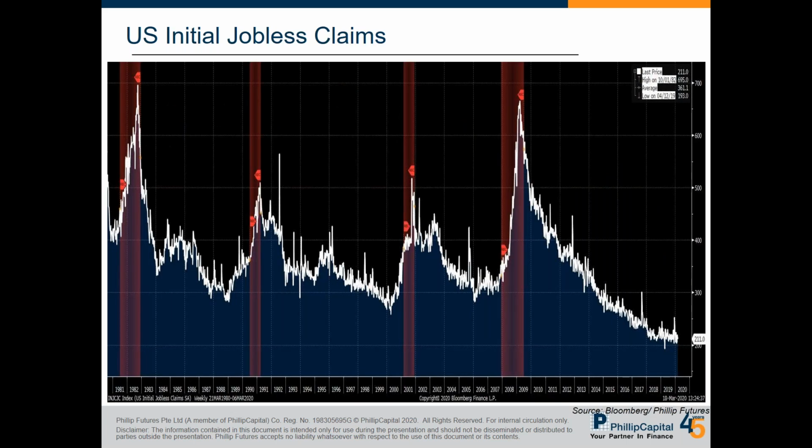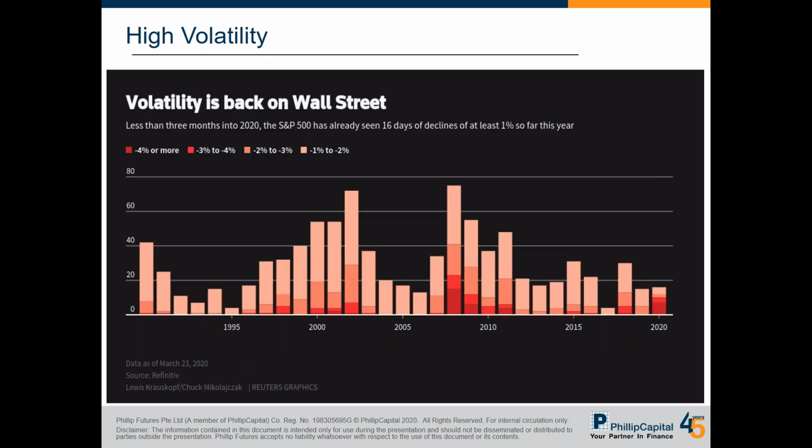We can see that the initial job claims numbers have been spiking up as well. Of late, if you look at the last 2 weeks numbers, it has been increasing, and many times when the initial job claims numbers spike, usually they are having a recession. So if you can see the red bars down there, they do indicate the recession in the US itself. So with numbers spiking, people are worried that we may enter a recession again. So we can see that volatility is back on Wall Street itself. Right now, volatility is more than 4%.